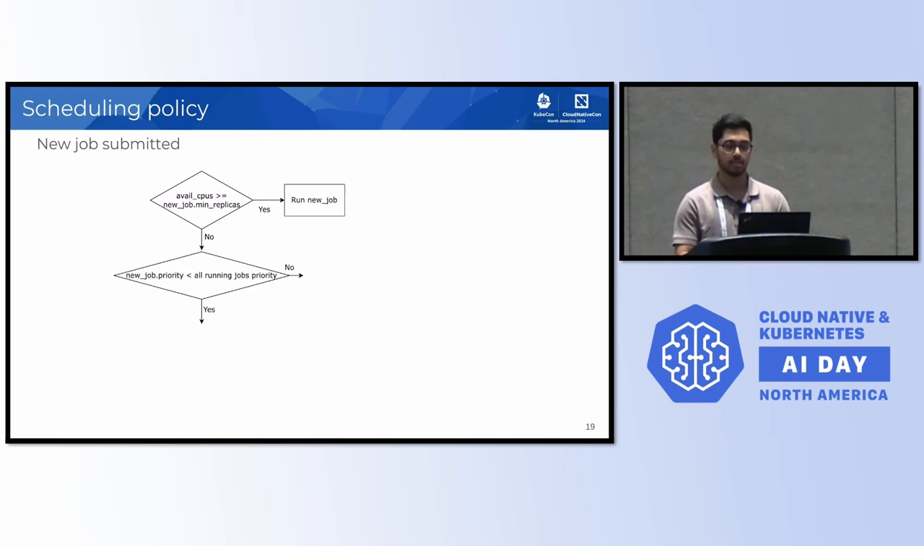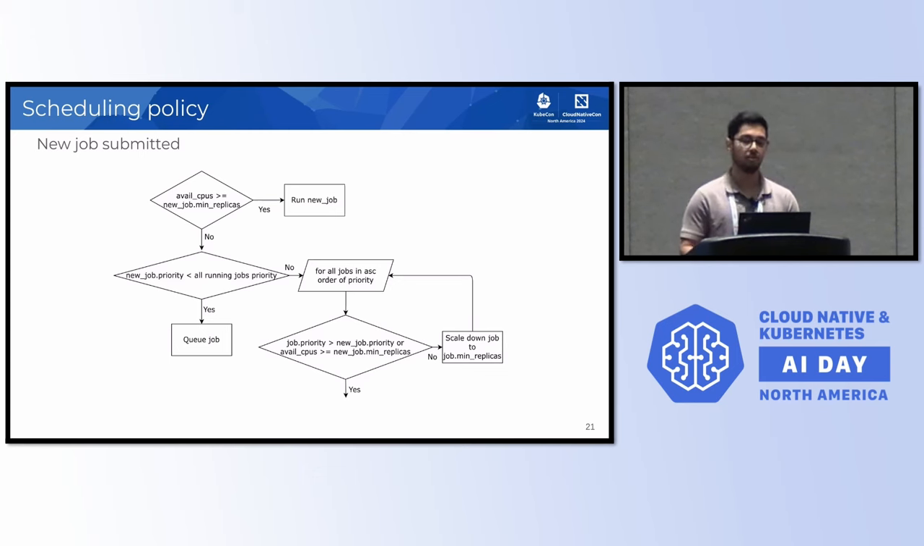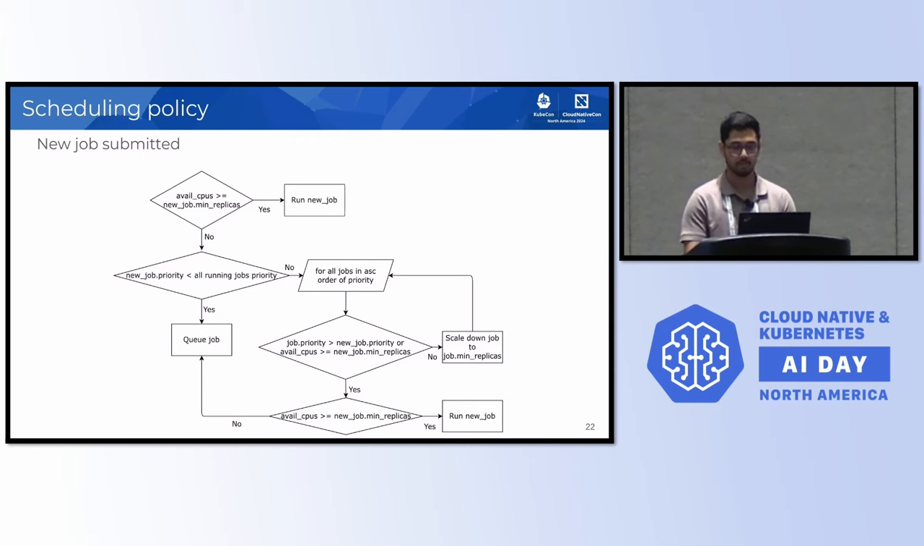If not, then we check if there are any running jobs that are a lower priority than this new job. If this new job is the lowest priority job that is submitted to the system, then we have to queue this job because we can't scale down any of the higher priority jobs. But if there are some lower priority jobs that are running on the system, we iterate over those lower priority jobs and we scale them down to their min replicas configuration, to free up some CPUs. If we are able to free up enough CPUs, then we run this new job, otherwise we queue it.